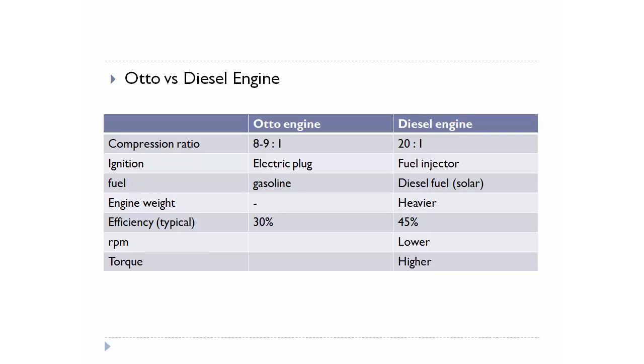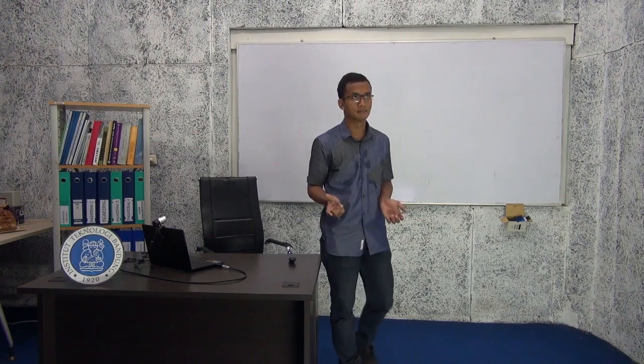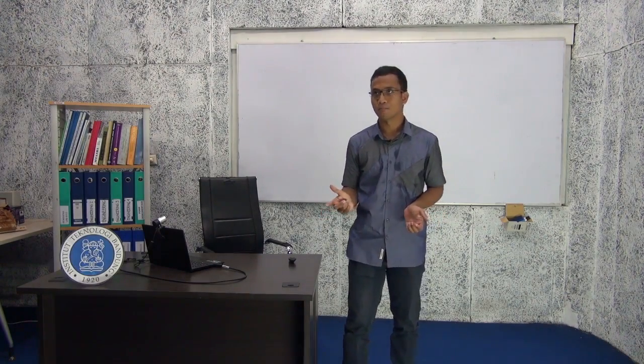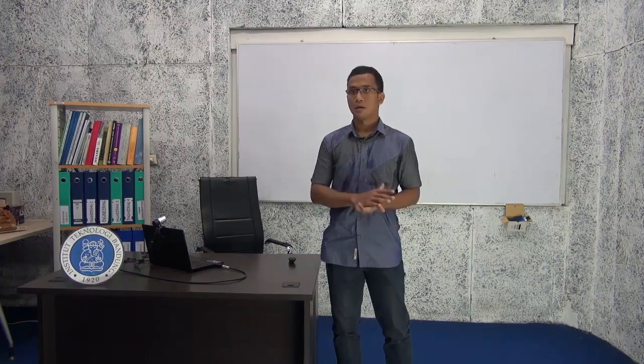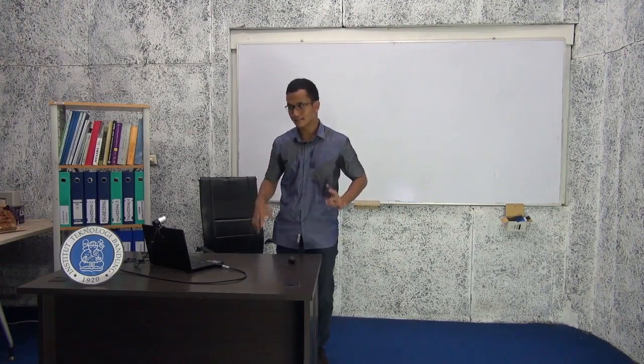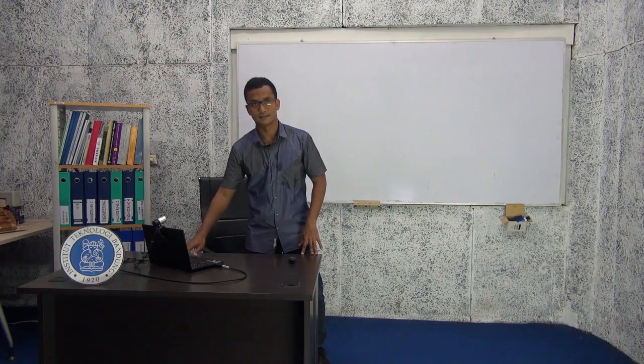And for efficiency, because the diesel engine has a higher compression ratio, the efficiency is higher as well: 45% in comparison to 30% for the auto engine. As another characteristic, the diesel engine has higher torsion but lower RPM. If you don't know, RPM means rotations per minute. We will discuss that in detail inside the class.